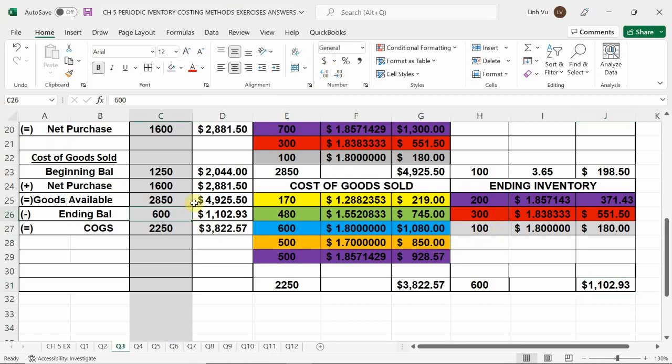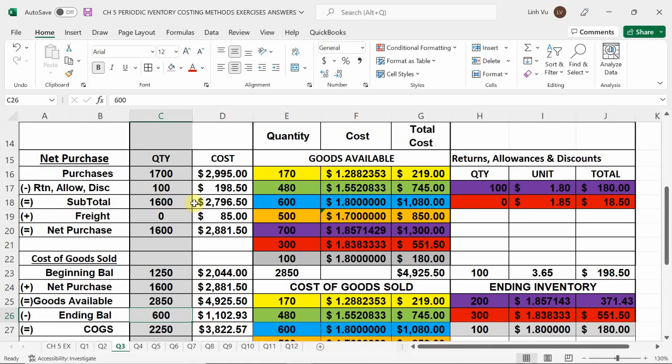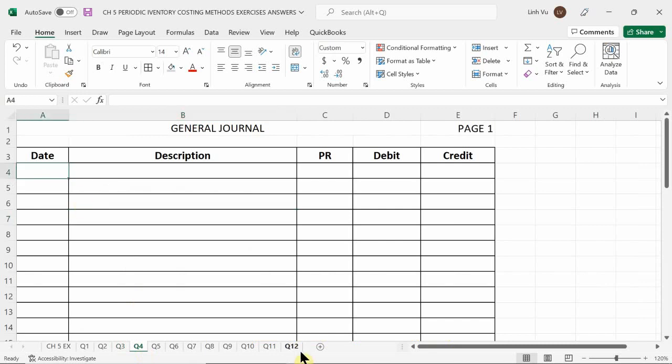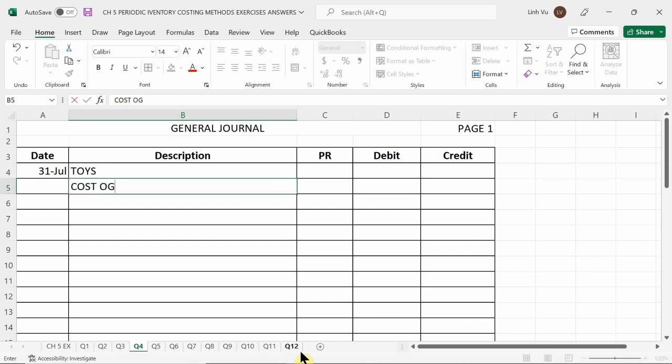All right, last but not least, let's go ahead and complete my conversion entry. Okay. So, starting on question 4 here, what do I need to recognize for my conversion entry for July 31st? Inventory. Inventory in this case, what was the specific product I bought? Toys. Toys, good. What else do I need to recognize? Cost of goods sold.